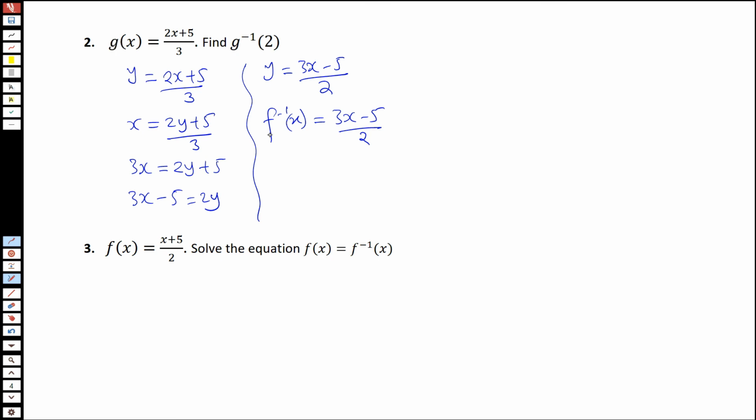But what we are interested in here is, sorry, this is actually g, not f. We are interested in the value of this inverse at x equals 2. So we plug in that. The value of the inverse function at x equals 2 will be 3 multiplied by 2 minus 5, divided by 2. So that's 6 minus 5 over 2, which will be equal to a half.